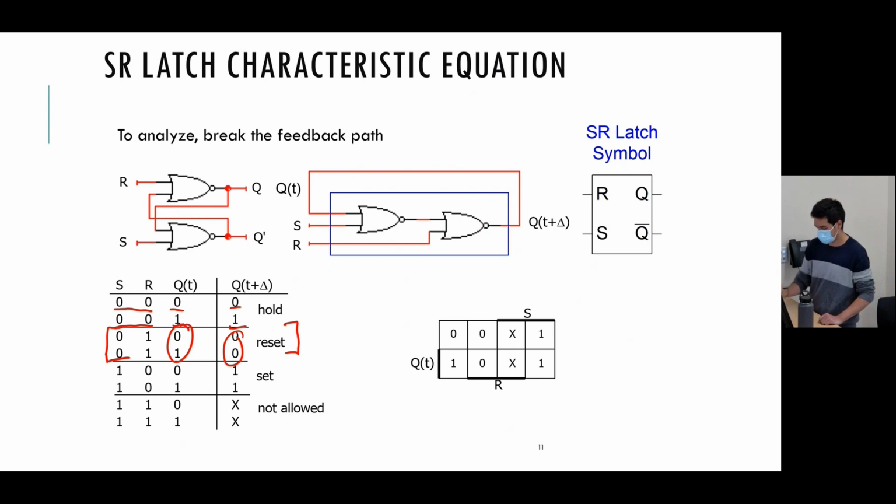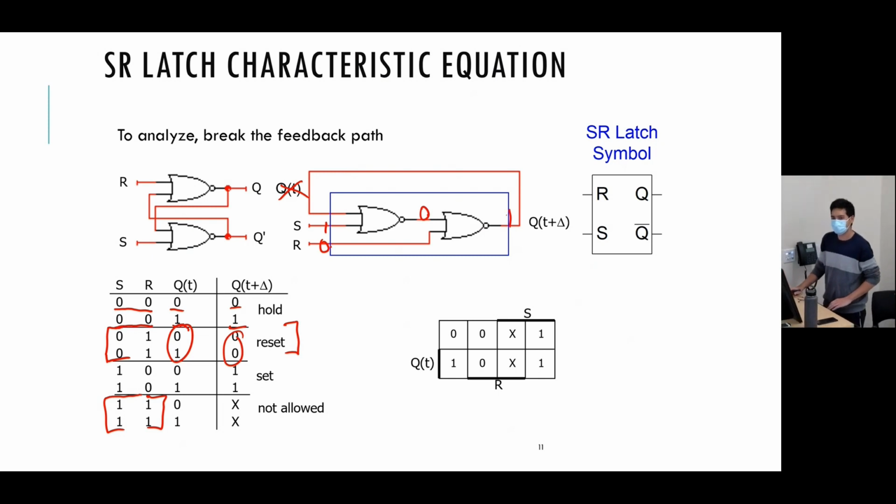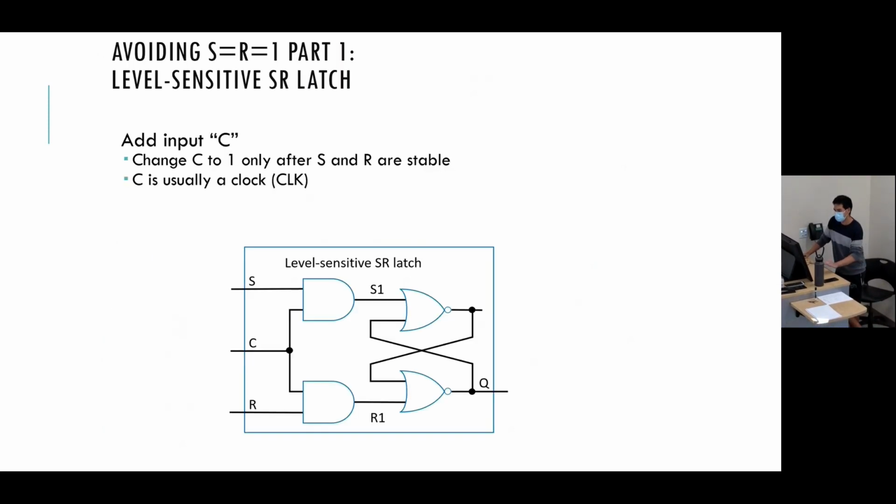And now for our set, I don't care what Q of t currently is. My set is 1. My reset is 0. 1 NOR anything is 0. And now 0 NOR 0 is 1. And then we already talked about how this propagates through. It oscillates. Are you guys good with this? Okay, so we want to avoid that oscillating, right?